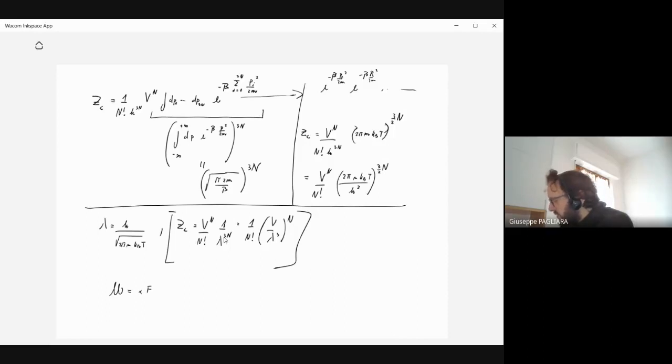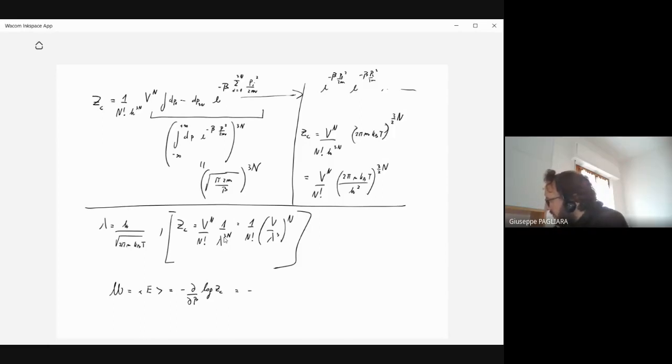It was the average energy, and we said this is minus the derivative with respect to beta of the log of Z of c. Before we obtained 1/2 kBT. Here I expect to obtain 3/2 kBT N, because I have a number of degrees of freedom which is N times 3, because I have 3 possible directions in which the particle can move, no? And so I expect to have the classical result, which is 3/2 N kBT. And let's see if this works out.